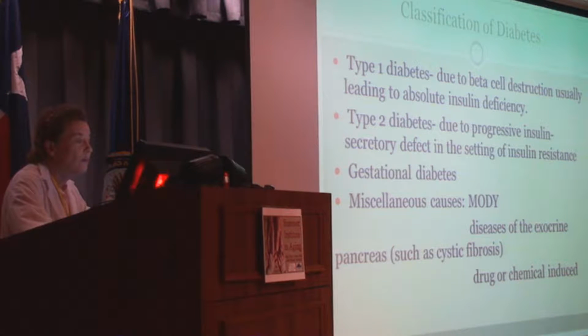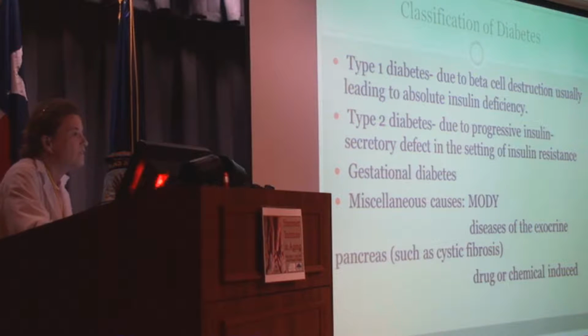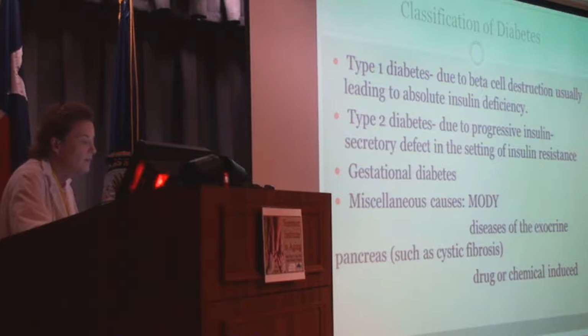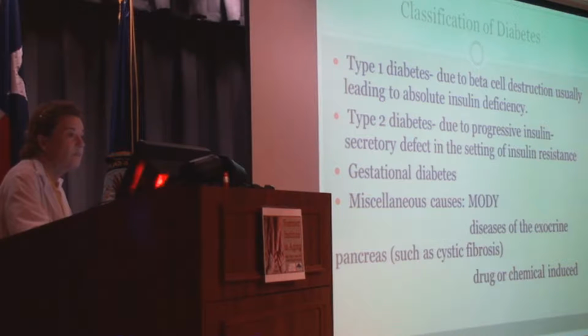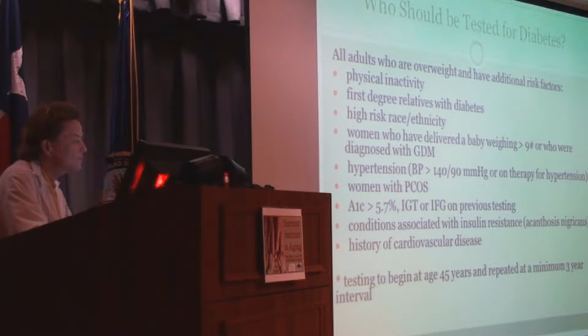60% of them will go on as they age to develop type 2 diabetes. And then there are a miscellaneous category, and Dr. Copes this afternoon is going to talk about these individuals in greater detail, so I'm just going to mention them. Those are the maturity onset diabetes patients, those individuals who have primary diseases of the pancreas that become insulin requiring, and the rare causes of drug or chemical induced diabetes. So it's really a complicated label.